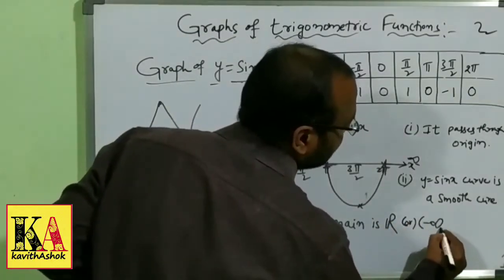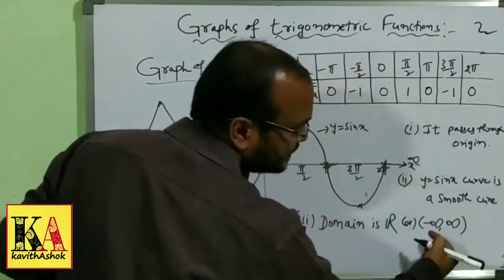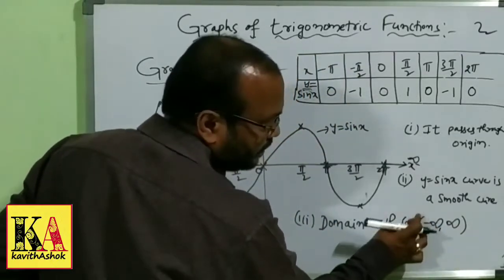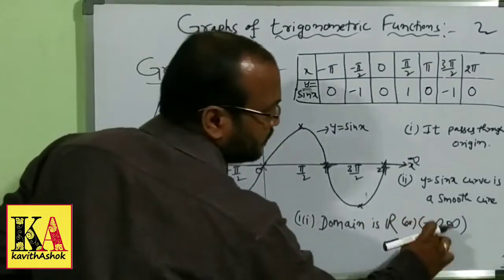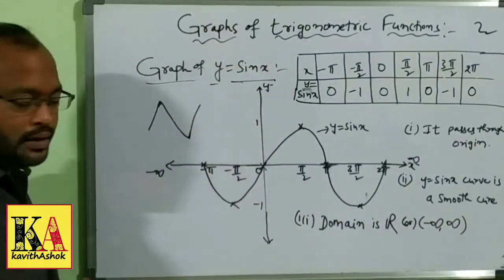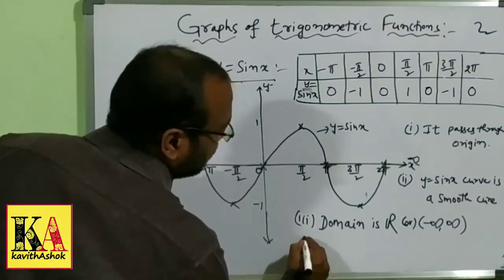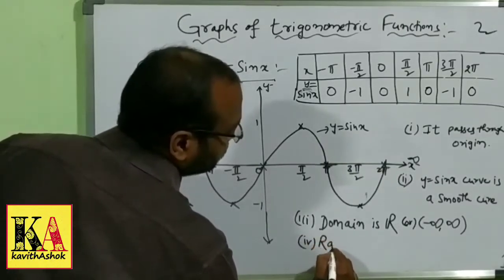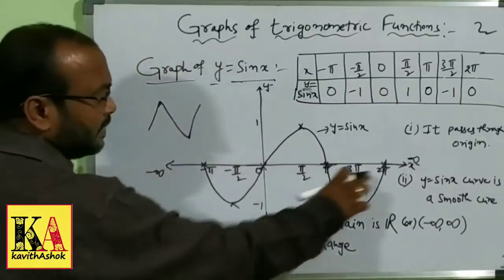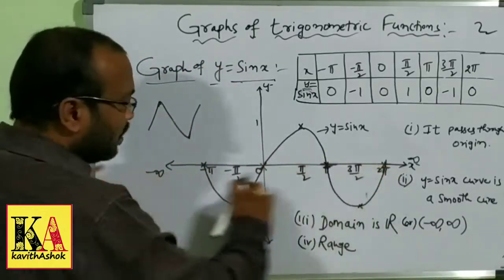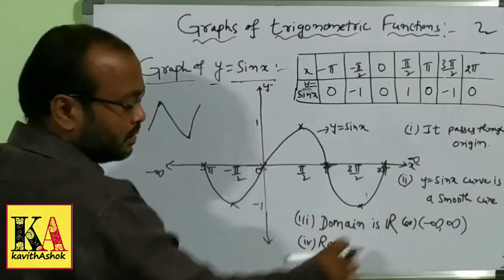We can also write the open interval minus infinity to infinity. Whenever the infinity symbol is there, never write a closed bracket, because infinity is a symbol. So minus infinity to infinity, that is the domain. Now, range. To find the domain, we have to observe the x-axis. We are taking all the values, that's why the domain is R.